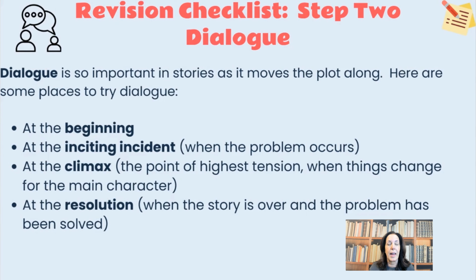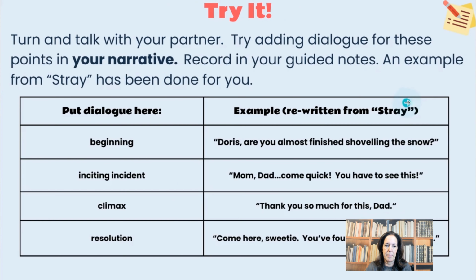Okay, step 2 is to add some dialogue. Dialogue is so important in stories because it moves the plot along. Here are some places to try dialogue. Obviously at the beginning, at the inciting incident, that's where the problem occurs. At the climax, which is the point of highest tension when things change for the main character. And at the resolution, when the story is over and the problem has been solved. Now you can use dialogue anywhere. I just wanted to give you maybe some ideas that you might not have thought of.